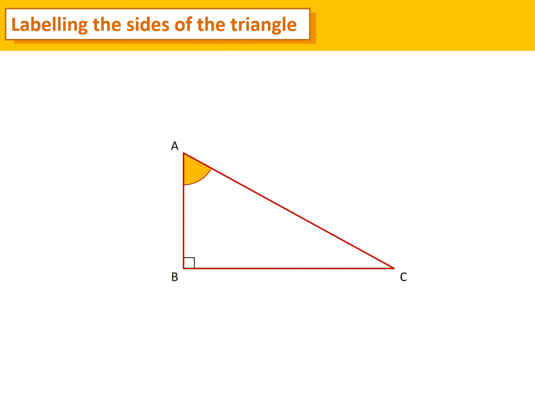Here's another example. There's the angle marked in at A. Imagine that was an eye. The eye looks out at the opposite side. The right angle looks onto the hypotenuse, and the third side is the adjacent.